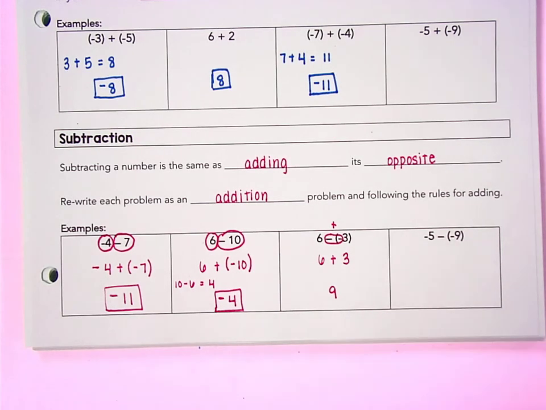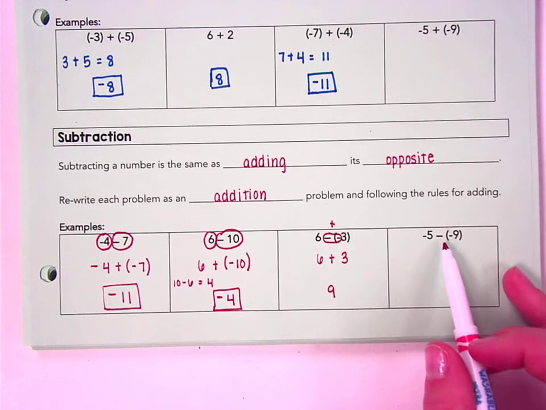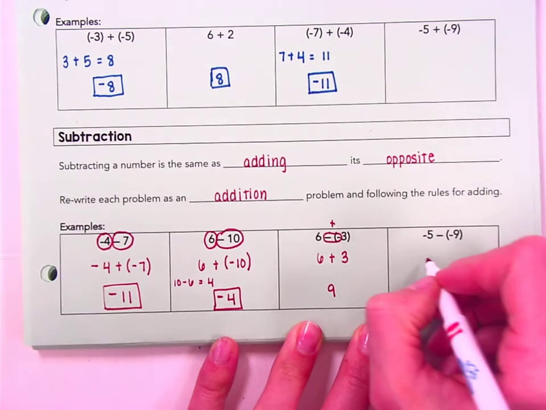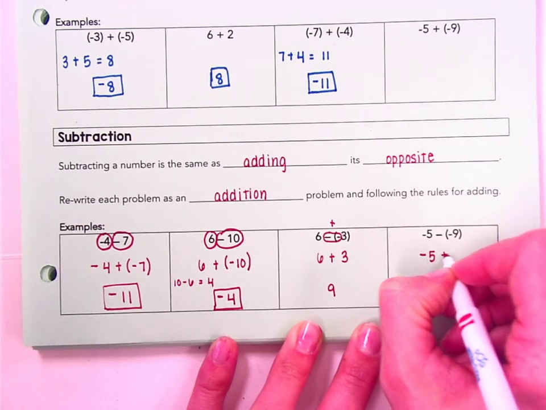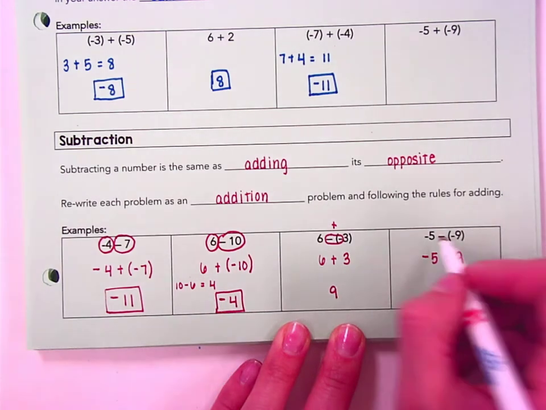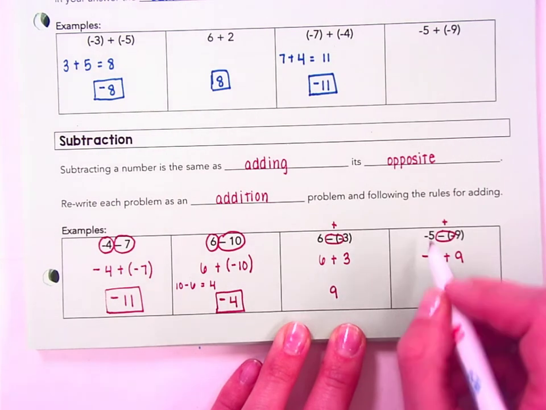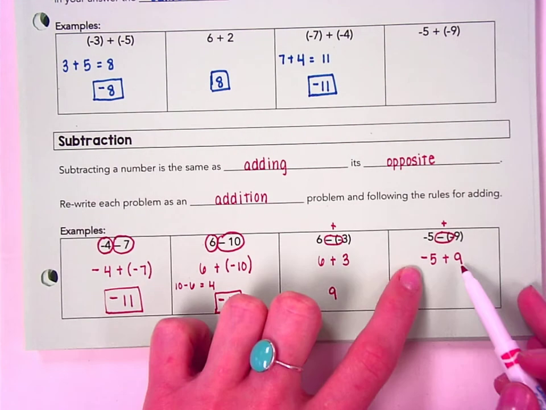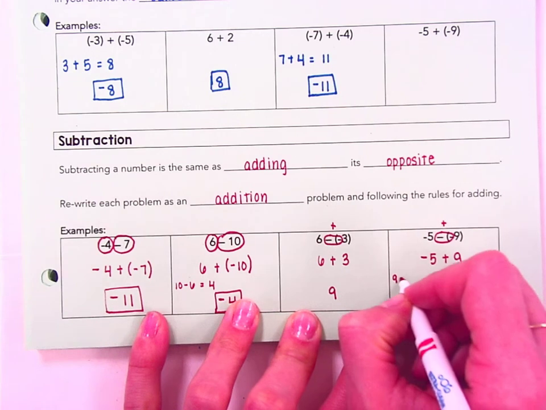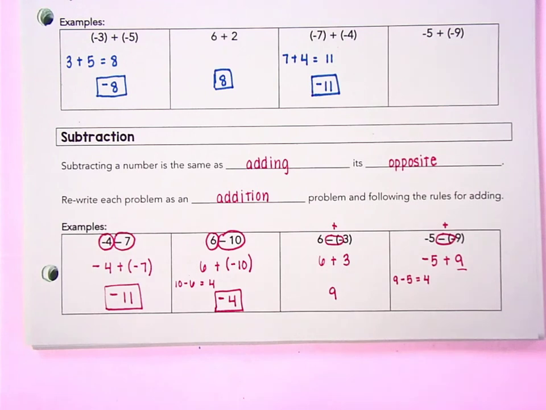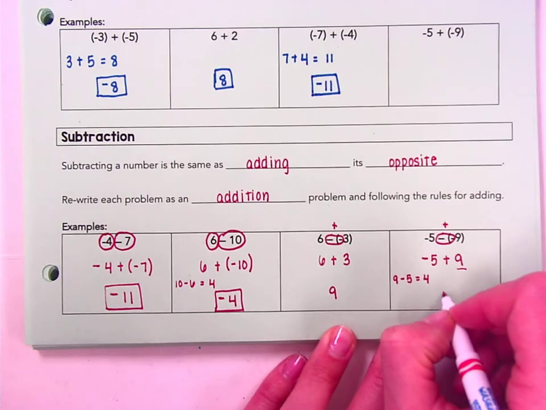In the next example, we're going to do something similar. -5 minus -9. Again, in this example, -9 is being subtracted. The opposite of subtracting -9 is adding +9. So we would write -5 plus 9. If we think about these double negatives, which are negative signs right next to each other, canceling out and becoming a positive, we end up with -5 plus 9. Same answer. In this case, our signs are different, so we're going to subtract 9 minus 5, which is 4. And because 9 has a greater absolute value than -5, my answer is going to stay positive.